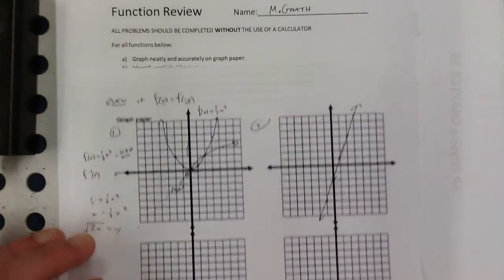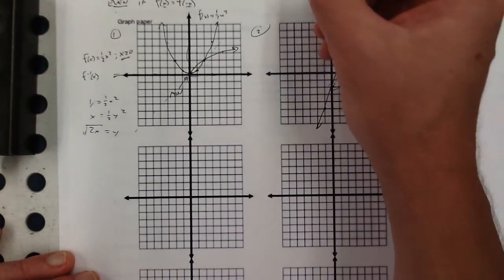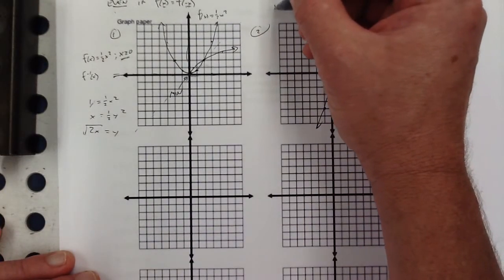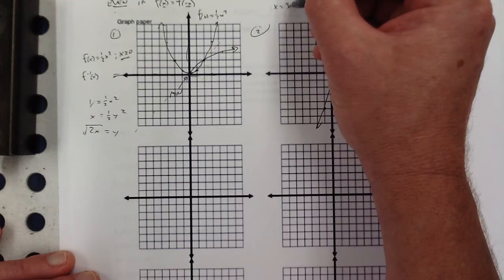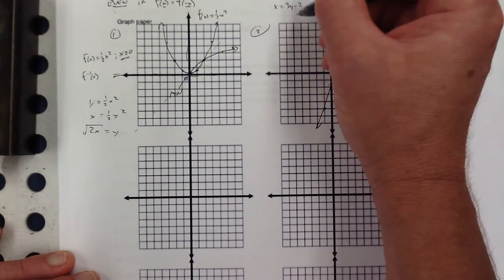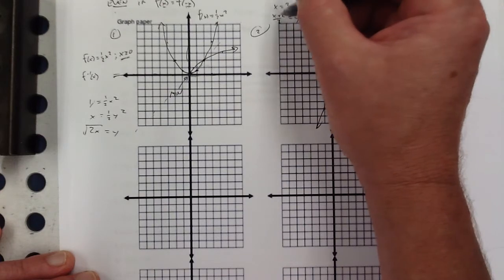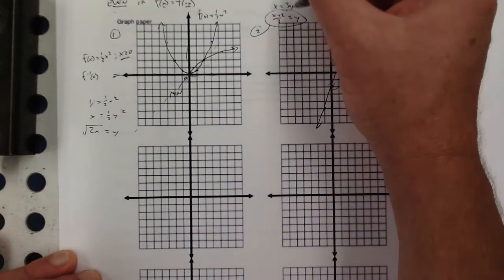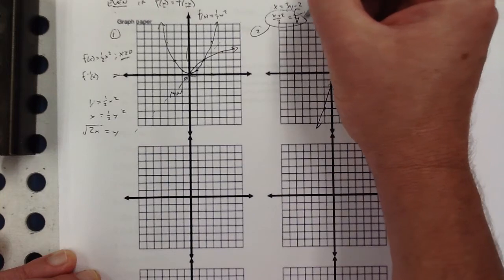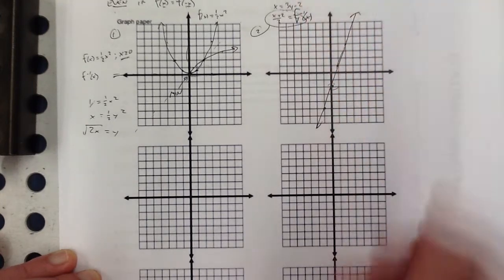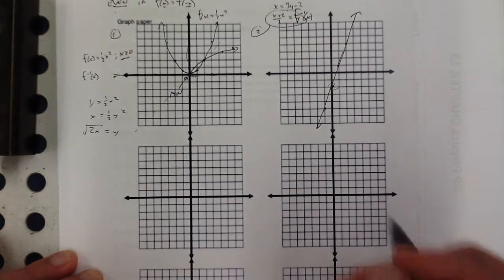If the function has an inverse without restricting its domain, this one does. So x equals 3y minus 2. So then I do the plus 2 over here, divide by 3. So there's my inverse. Let's call that f inverse. I want to graph it?